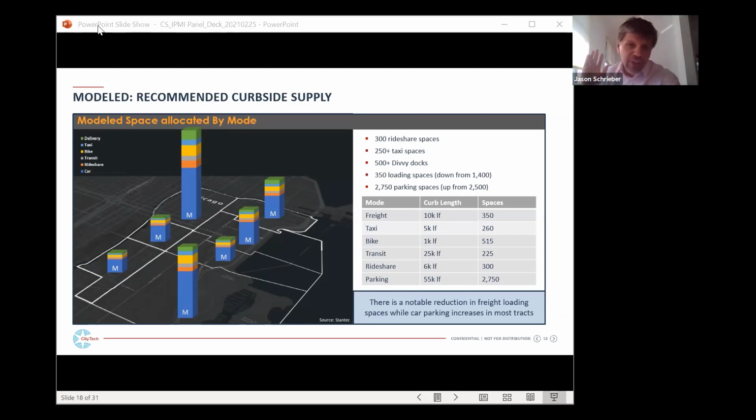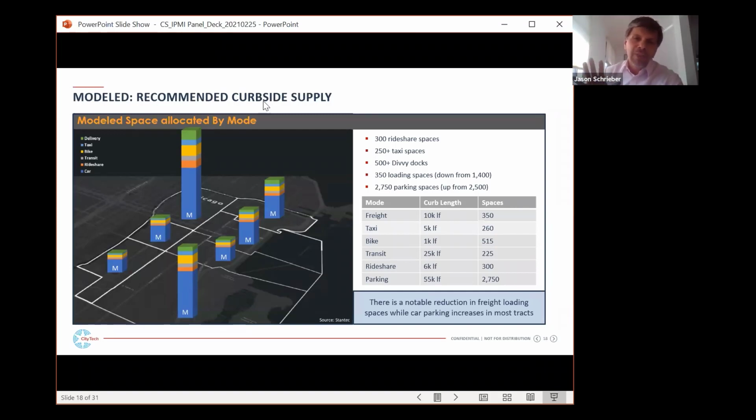We, of course, were able to add lots of taxi spaces, rideshare spaces, Divvy docks, but really in the total sense of curb length for all those other modes, they don't need a lot because they have that high level of turnover. And there's such a latent demand for driving that we actually said there should probably be a little bit more car parking, believe it or not, on street. So that's the allocation. But what does that mean for trips?